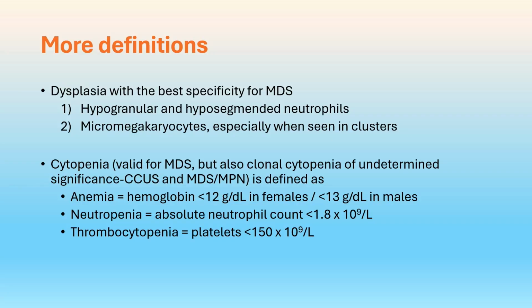A few other things, the dysplasia with the best specificity for MDS is found in the neutrophils and in megakaryocytes. The erythroid dysplasia is a little bit nonspecific and can be seen in reactive conditions. And the other thing which is very exciting in our field is we now have the thresholds to define cytopenia independently of where we practice and what our laboratory cutoffs are. So we have the cutoffs for anemia, for neutropenia, and for thrombocytopenia, which you can see here.